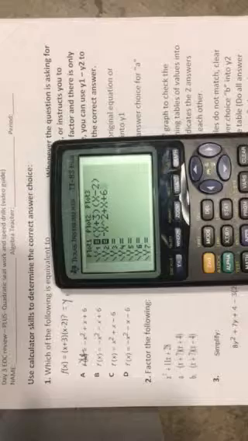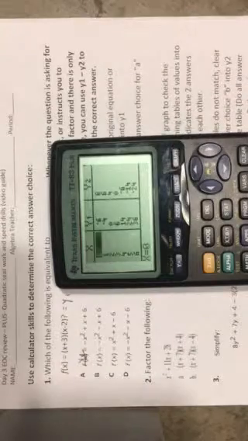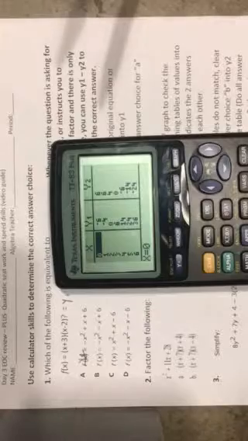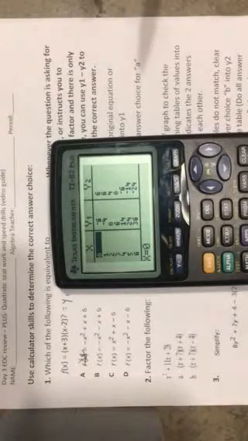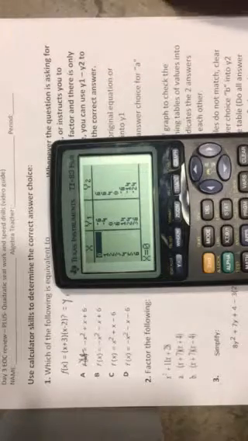I'm looking for the tables to be the same. So how do I compare tables? I go to second graph and look at the table of values, and I'm looking for y1 and y2 to give me the same values. That shows equivalency. That shows they're equal to one another. Well, in this case, y1 and y2 are not the same.